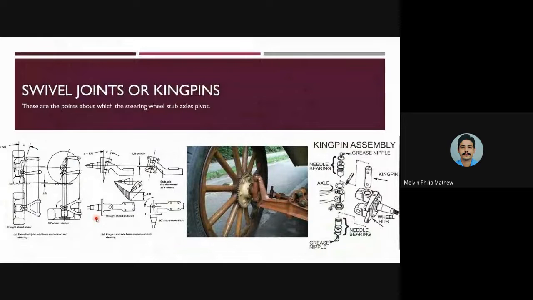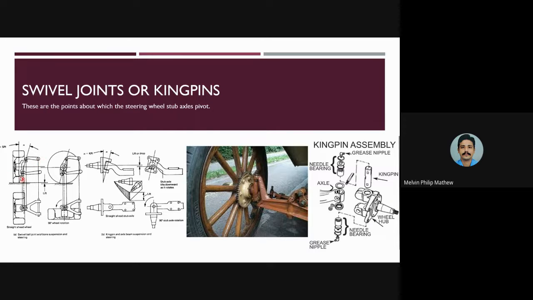So this is what a swivel joint is. What is the definition? These are points about which the steering wheel stub axles pivot. Those points are known as swivel joints or kingpins. So you can look at a figure here.